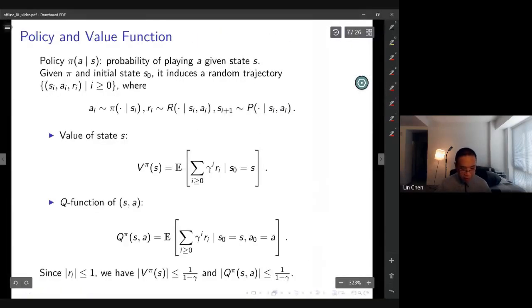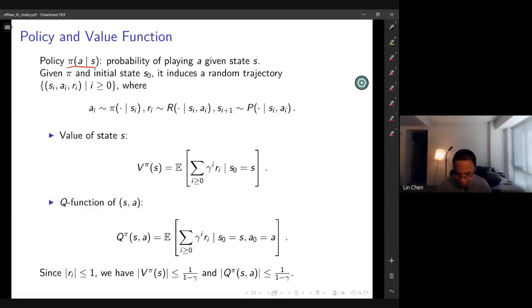Okay, and policy and value function. What's a policy? Recall that in Super Mario game, policy is a systematic way of choosing the action given the current state of the Mario. So we can formalize policy as a probability distribution of playing an action A given state S. And given a policy pi and initial state s0, and in the Super Mario game, the initial state is Mario is in the beginning of the game, and he will move right.